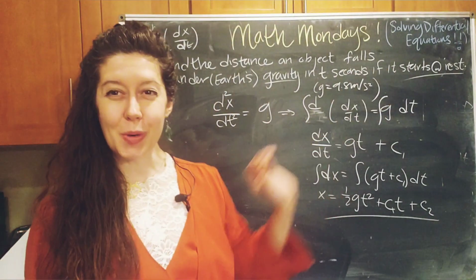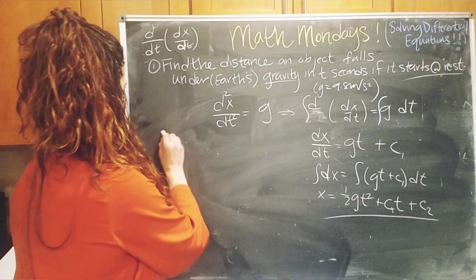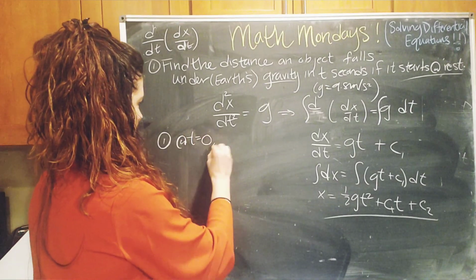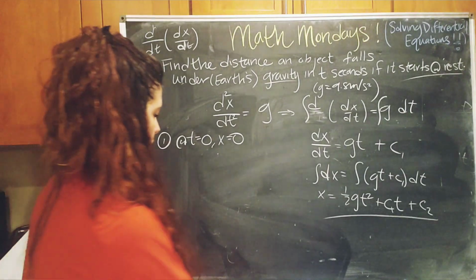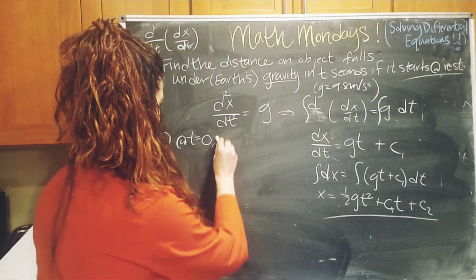So what we'll do is plug in our initial condition. So we know that it starts from rest. So at t equals 0, x equals 0. Oh, wait, hold on. It starts at rest. That's not position. That is velocity.